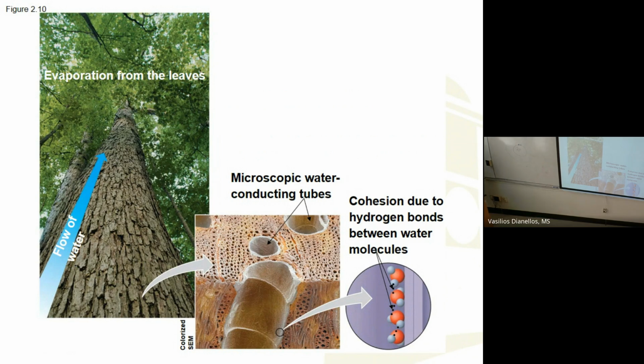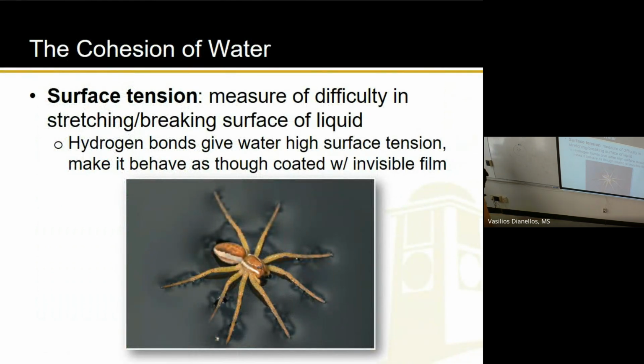Any questions about that? There's another reason that cohesion is important. It's a little bit less important, but it's surface tension. Surface tension is the measure of difficulty in stretching or breaking the surface of a liquid. Because these water molecules are hydrogen bonded to each other, more so than most other liquids, water has a high surface tension, which again is slightly important for life, but not as important as the tree example. Because not everything walks on water like that spider. Anyway, any questions about surface tension?